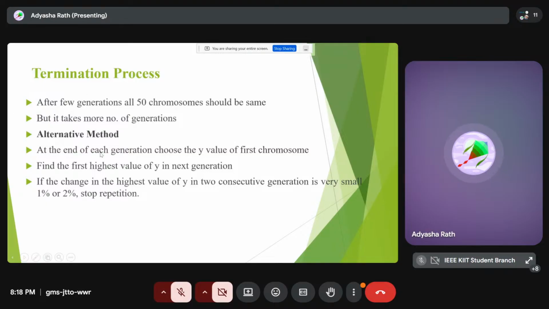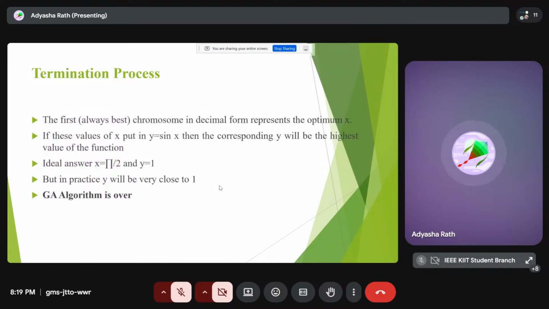So the alternative method is what? At the end of each generation, choose the Y value of the first chromosome, and find the highest value of Y in the next generation. If the change in the highest value of Y in two consecutive generations is very small, say 1% or 2%, then you have to stop the repetition. This is the termination process of the genetic algorithm.